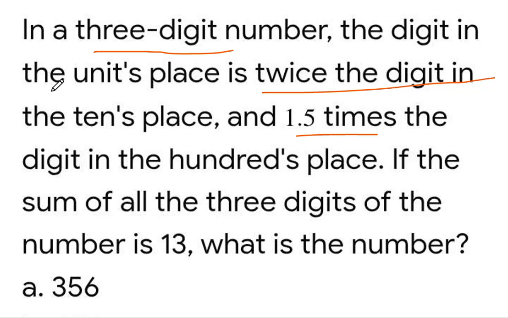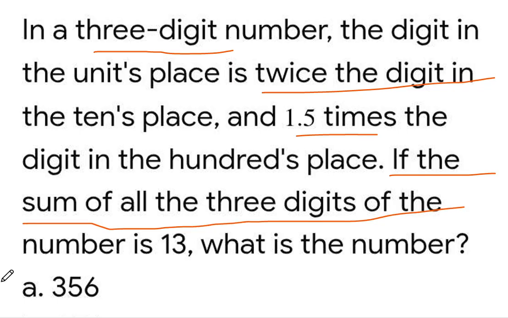Okay, so you read the question twice or thrice. In a 3-digit number, the digit in the unit place is twice the digit in the tens place, and 1.5 times the digit in the 100 place. If the sum of all the 3 digits, this is very important, if the sum of all the 3 digits of the number is 13, so what is the number? By using this condition only, you can find out by seeing the options.